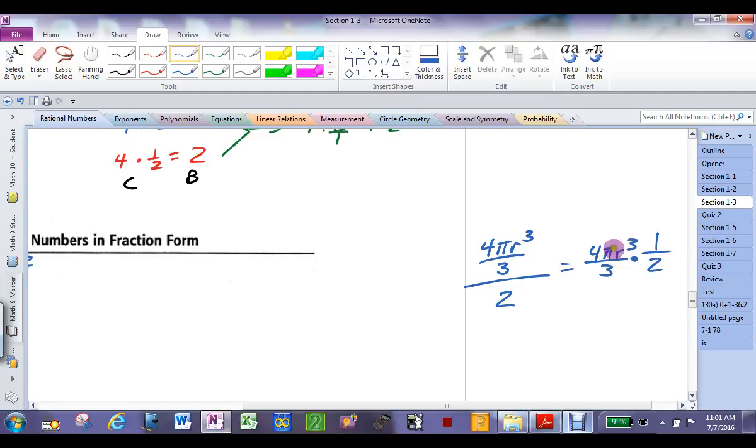And then 4 pi r cubed times 1 is just 4 pi r cubed, and 3 over 2 is 6. And this horrible, ugly thing becomes 4 pi r cubed over 6. And that's a lot easier to deal with than a fraction divided by a fraction. Everyone understand? Here's the next time it'll come into play.